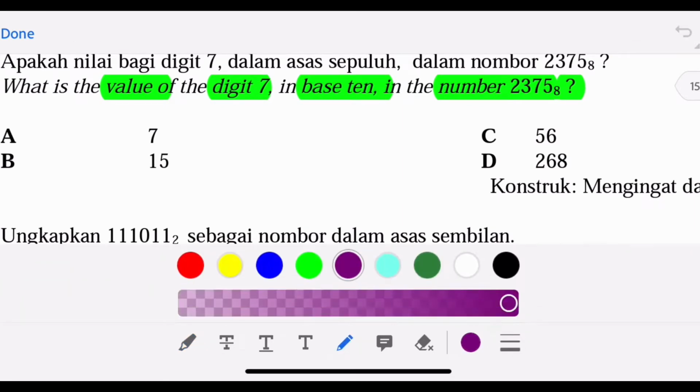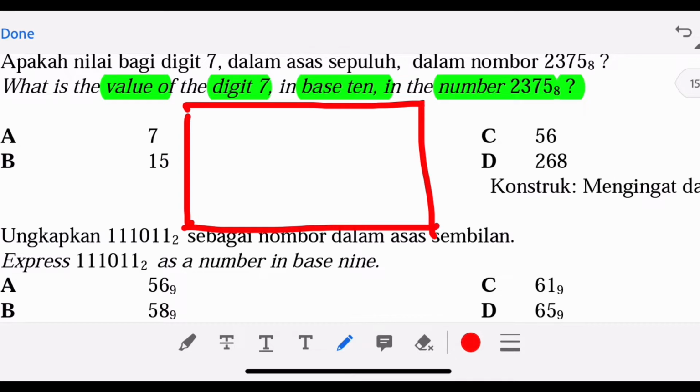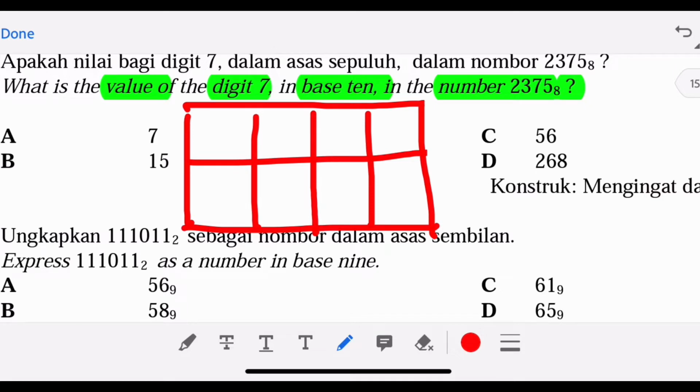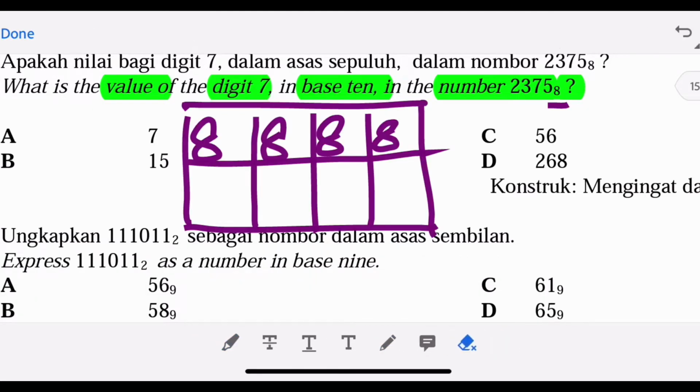So normally I will encourage my students to use a table so that you won't make mistakes. You focus on the place value. Okay, if this is base 8, so you start with the 8, 8, 8, 8, alright, and then you label the 0. Always remember, the beginning is 1: 8 power 0 is 1, 8 power 1, 8 power 2, 8 power 3.